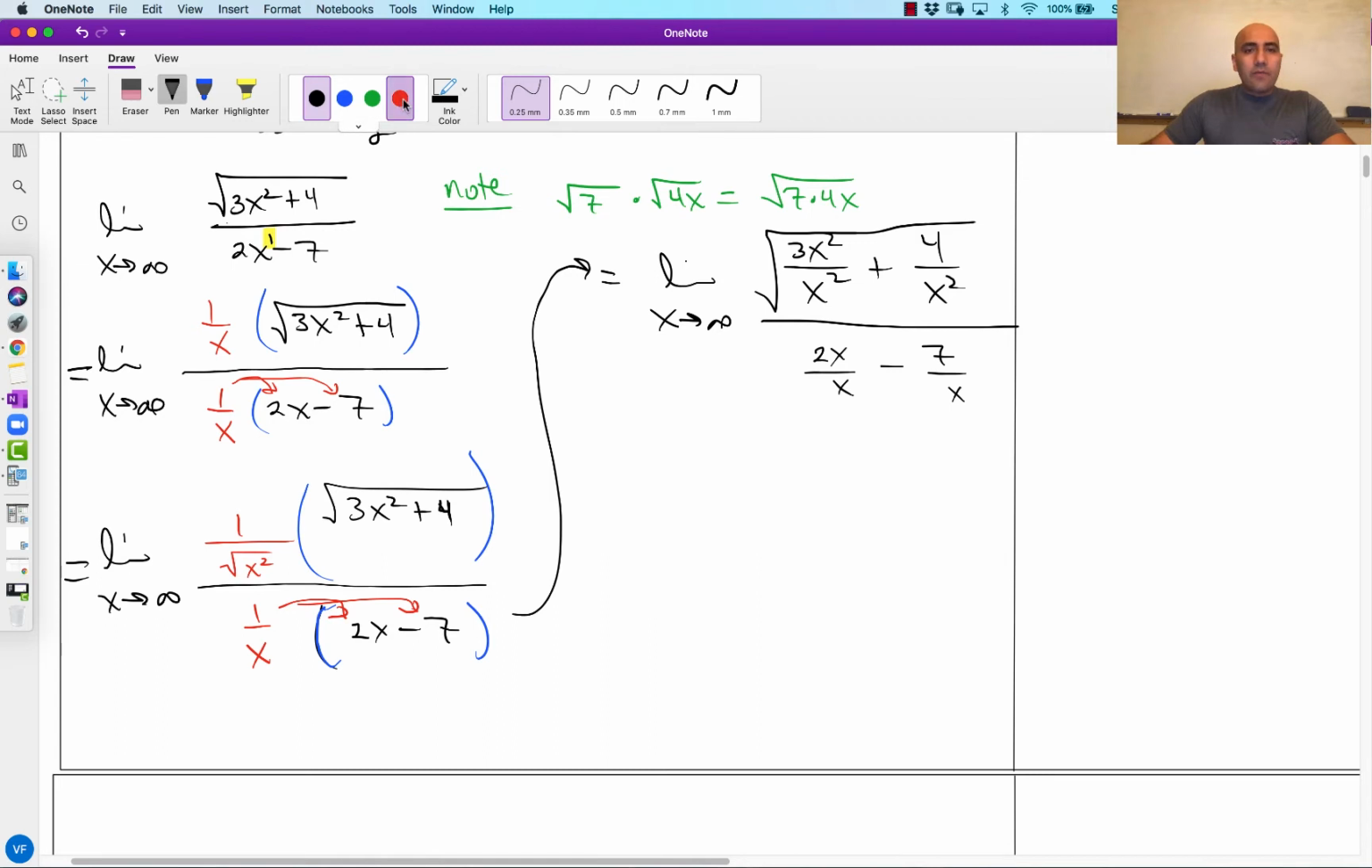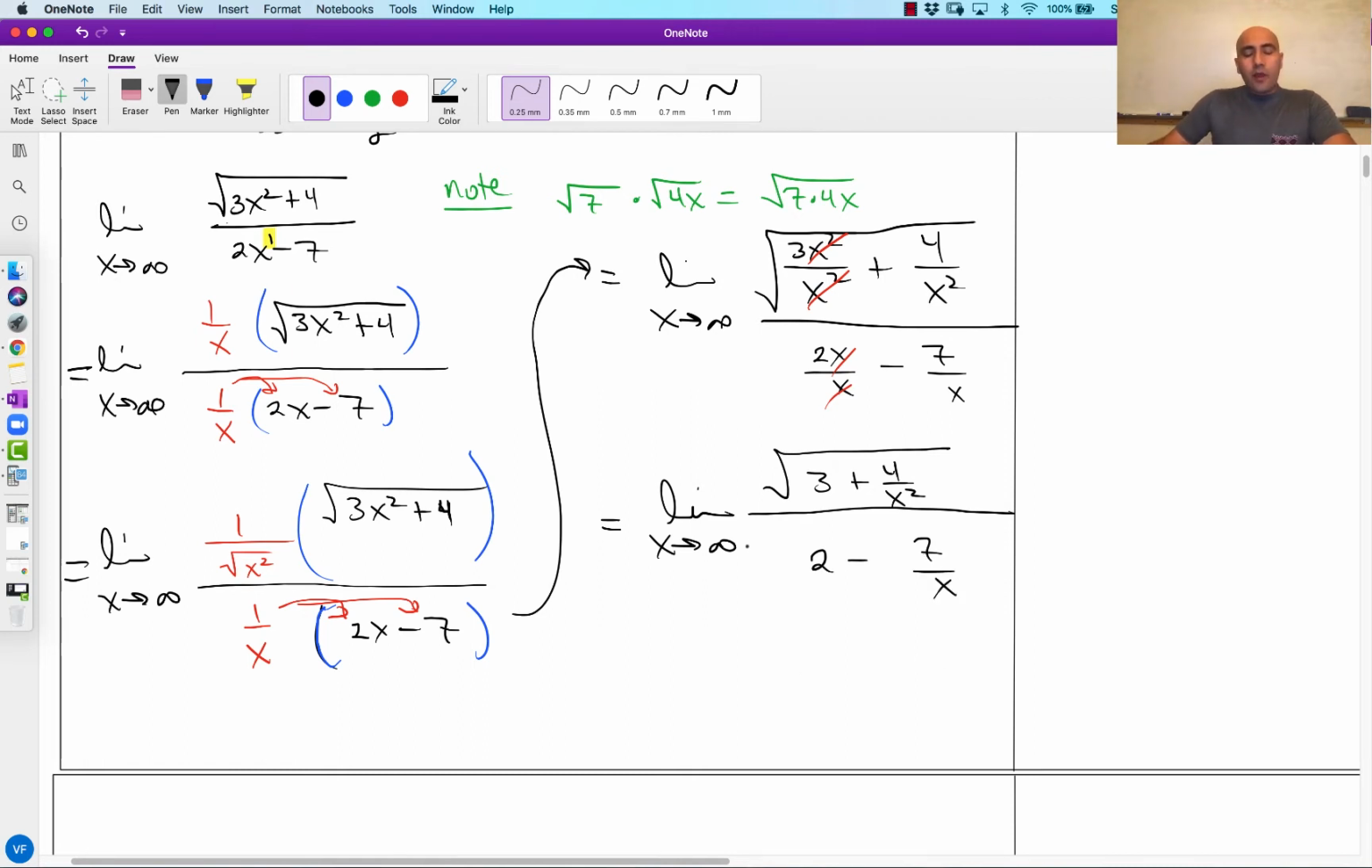Good. All right, so now a bunch of stuff will cancel. This will cancel with that. This will cancel with that. And so I'll have the limit as x approaches infinity of the square root of 3 plus 4 over x squared, divided by 2 minus 7 over x.